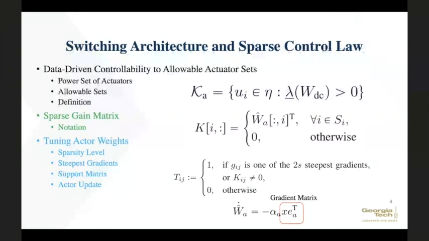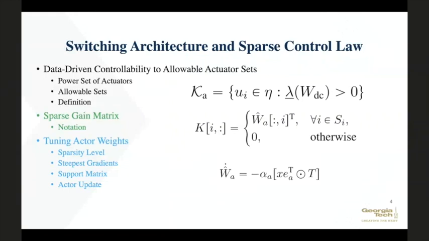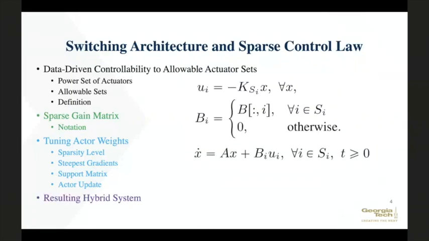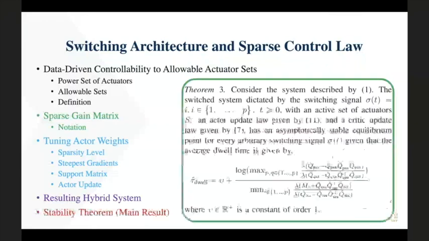Finally, tuning the actor errors must be done with the steepest gradients available to the algorithm. The gradient matrix is given as X E subscript A raised to T, and depending on the sparsity level, we define a support matrix T as such, and we use it to update our actor law in this new way. Finally, the resulting hybrid system is shown there, and the main stability theorem of this paper has been stated for the reader's convenience.